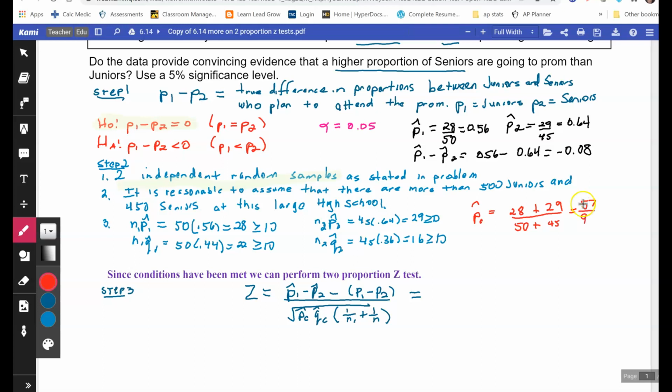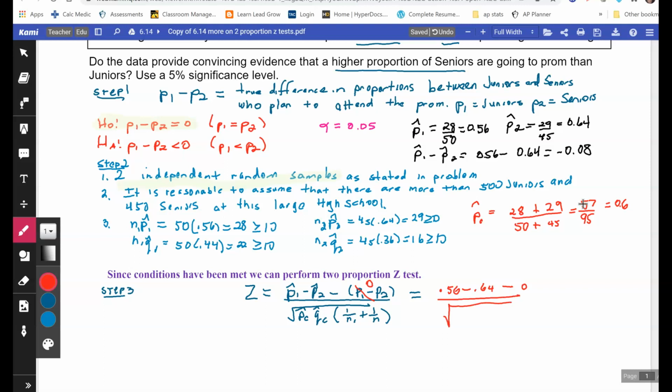(57 over 95), which turns out to be 0.6. So we know that we have 0.56 for p1 hat minus 0.64 for p hat 2. This parameter we take from the null hypothesis, and almost always, not always, but almost always, like 99% of the time, it's just going to be 0.